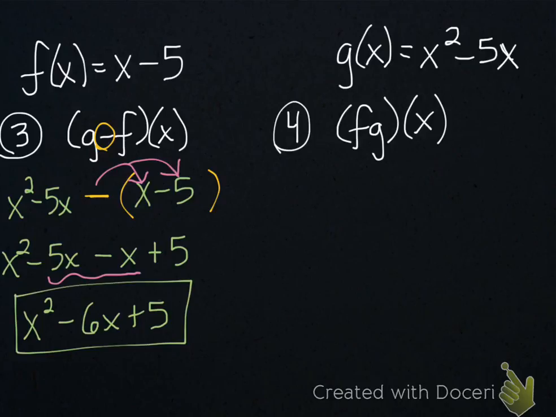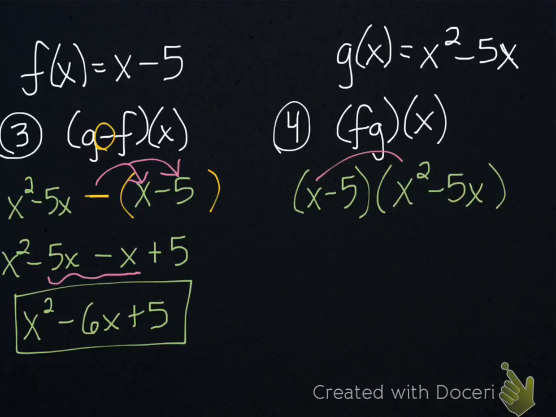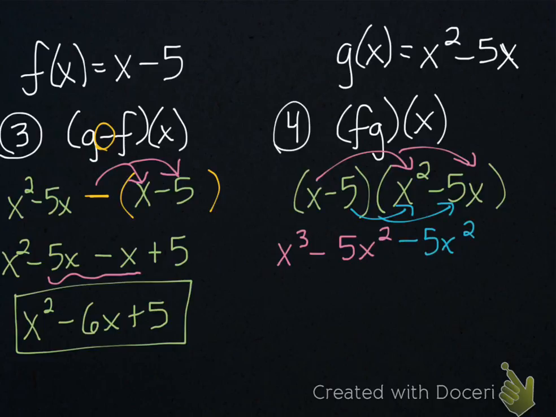Number 4. What's the operation? Well, there's no sign there, so we must be multiplying. What comes first? F. So I'm going to write f down. X minus 5. Then I write down my g function. X squared minus 5x. Now we need to multiply. So I'm going to distribute the x first. I get x cubed minus 5x squared. Now I'm going to distribute the negative 5. That would give me negative 5x squared plus 25x.